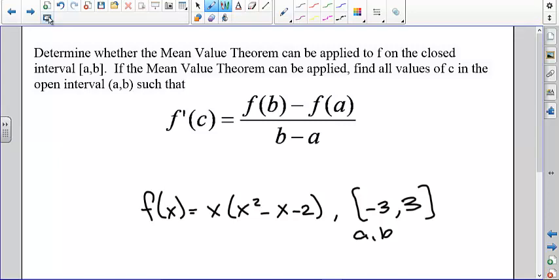Okay, so the only two requirements are: is it continuous and is it differentiable? But the values of the function don't have to be equal to each other. So we look at that and say it's a polynomial, so it's continuous and differentiable. That means that's all we need to know.